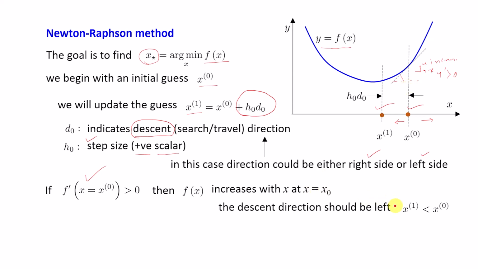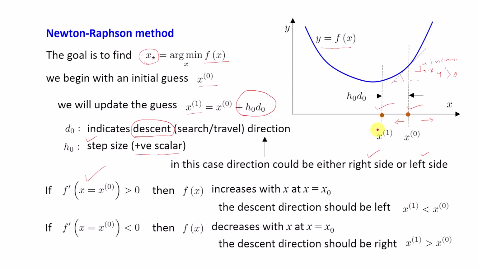So the descent direction in that case should be left. If my f prime(x) is greater than 0, I'll take the left. And similarly, if my f prime is less than 0, then I know that when x increases, f(x) decreases. So then I'll go to the right. That means my x1 will be greater than x0.